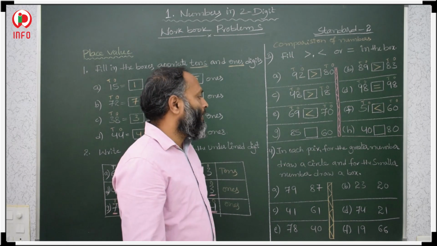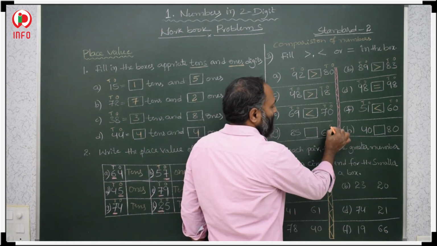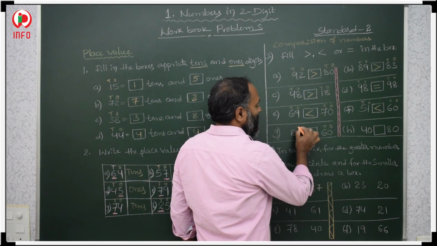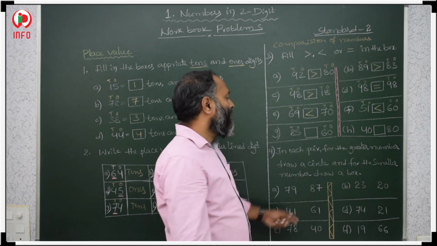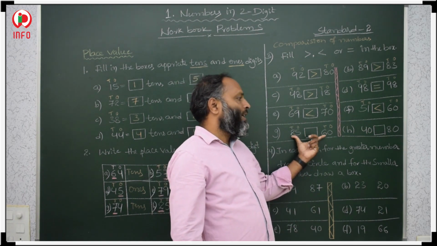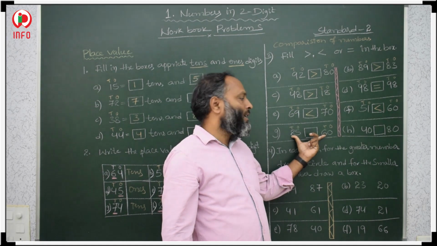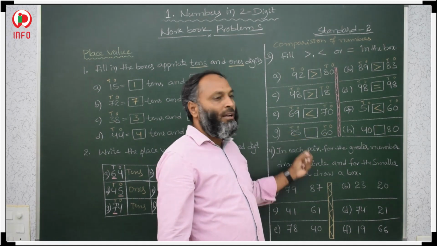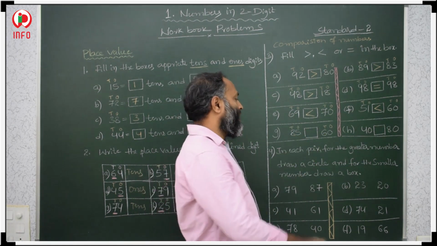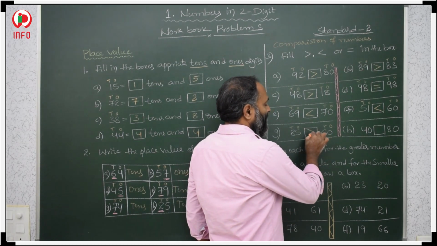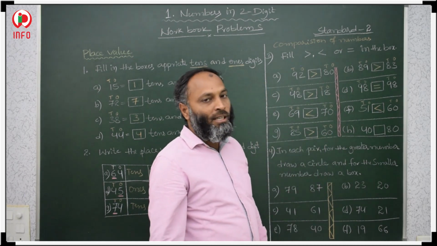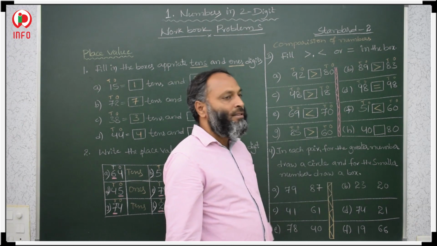Okay. Now, this is the ones place, this is the tens place. This is the ones place, this is the tens place. 8 and 6. In between 8 and 6, 8 is the bigger number. So 85 is greater than 60.